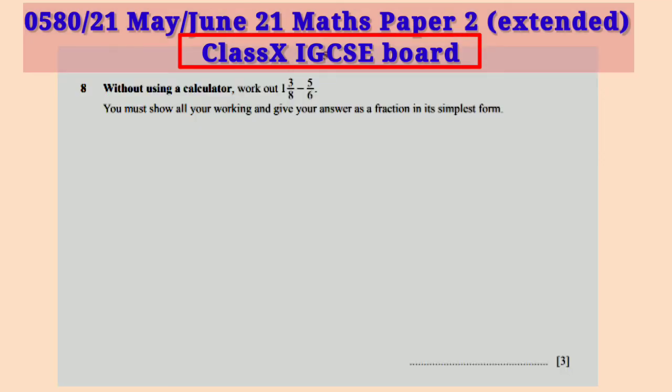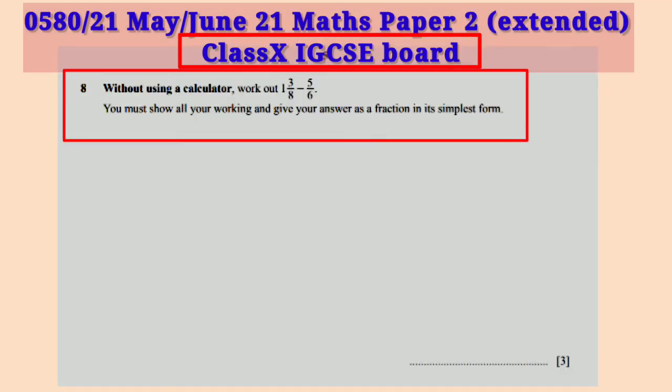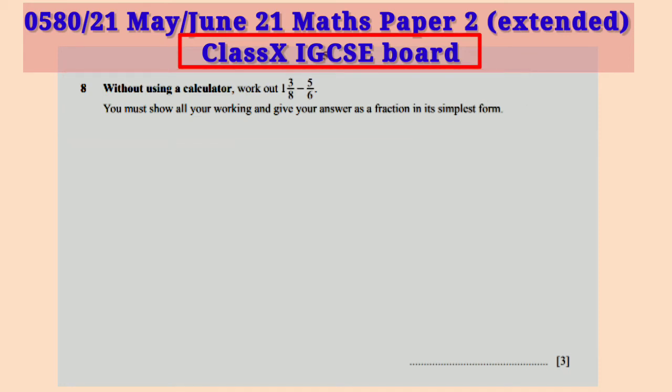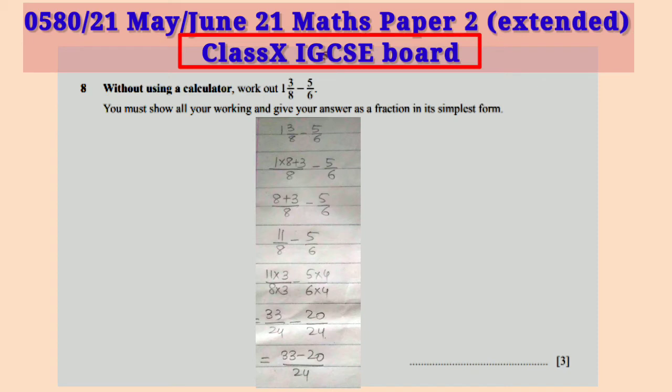Question 8. Without using a calculator, work out 1 3 by 8 minus 5 by 6. You must show all your workings and give your answer as a fraction in its simplest form. 1 3 by 8 is a mixed fraction. We will change it. It will be 1 into 8 plus 3 by 8 minus 5 by 6. That gives us 11 by 8 minus 5 by 6.